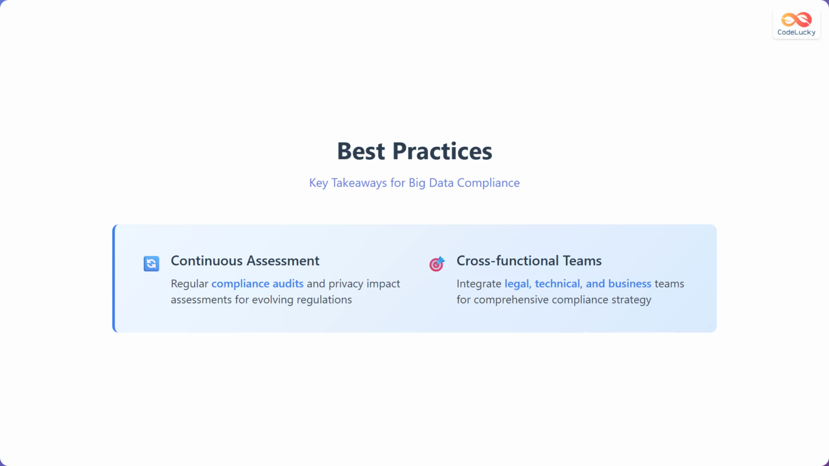Finally, let's summarize the best practices and key takeaways for achieving big data compliance. To have continuous assessment, regularly conduct compliance audits and privacy impact assessments as regulations evolve. It is also important to integrate legal, technical, and business teams for a comprehensive compliance strategy. By adhering to these best practices, organizations can effectively navigate the complex landscape of big data compliance and protect user privacy.